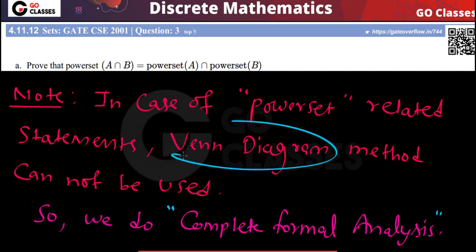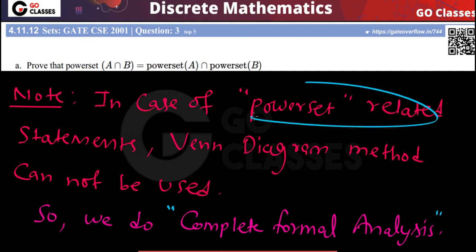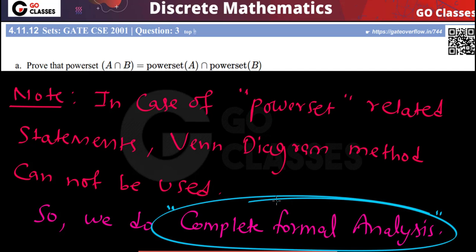I told you that Venn diagram is not useful for these power set related questions, but this complete formal analysis you can use everywhere. This is applicable everywhere, every time you can use it. So that is the beauty. Now let's solve this question with this complete formal analysis.